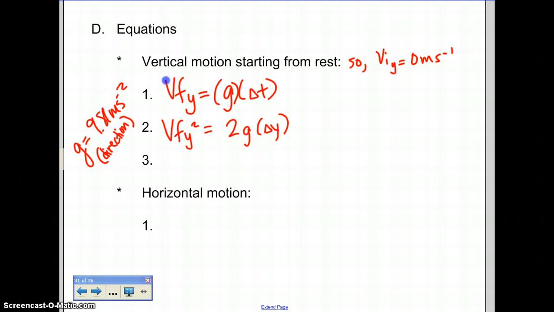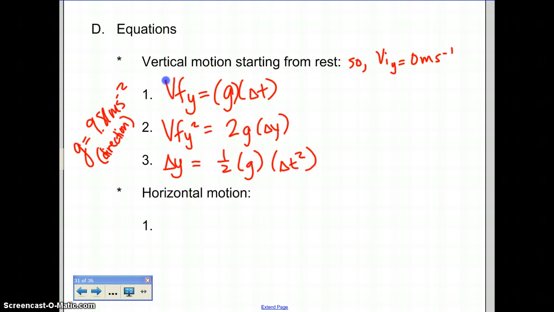All right, and then lastly, delta y equals, you would think, Vi delta t plus 1/2 g delta t squared, but Vi, 0, times delta t, regardless of what the number is, would be 0. So Vi delta t becomes nothingness. So your new equation is delta y equals 1/2 g delta t squared.